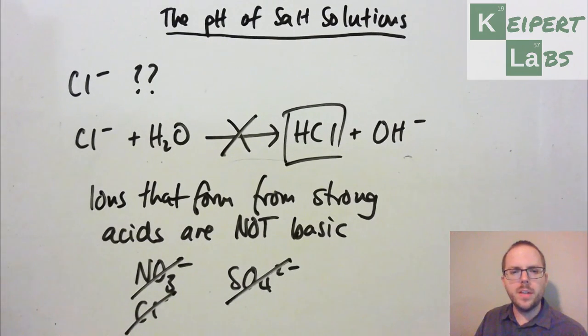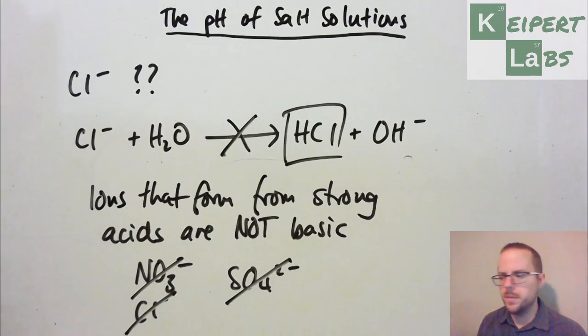But ones that arise from weak acids, because weak acids exist in an equilibrium where they don't fully dissociate, then it makes sense that we can force that equilibrium to go backwards.